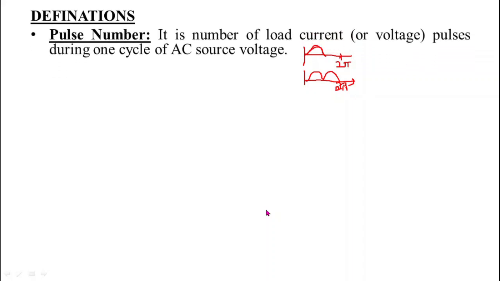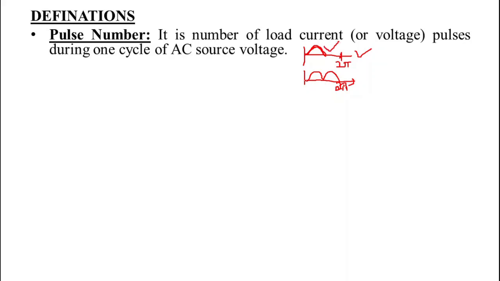Now we will see some definitions related to rectifier circuit. First is pulse number. It is the number of load current or voltage pulses during one cycle of AC source voltage. To understand this, suppose this is the waveform of a half wave uncontrolled rectifier. So in this waveform we are getting only one pulse during one cycle. That's why it is called a one pulse converter.